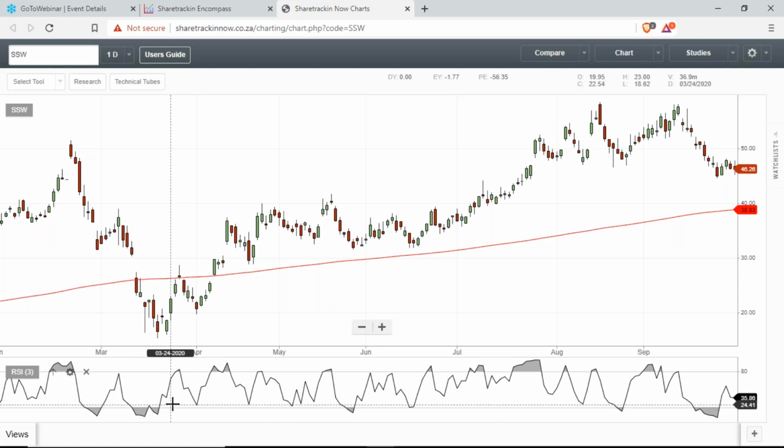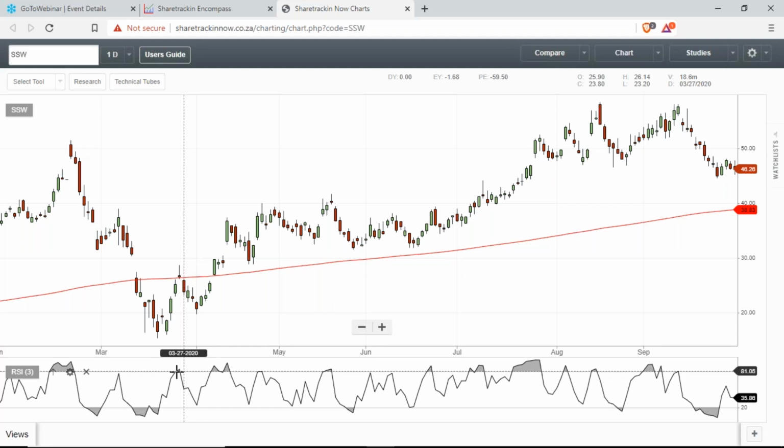Between your 20 and your 80 area, you would see this line climbs and this line drops. So that's where your movement takes place. Above your 80, that is your overbought area. In other words, at that stage, that share is expensive. And like the saying goes, what goes up must come down. So now it's high. Now it must come down sooner or later.